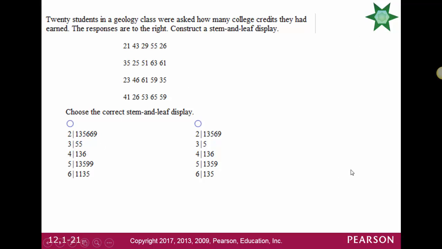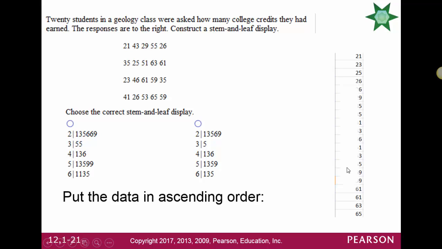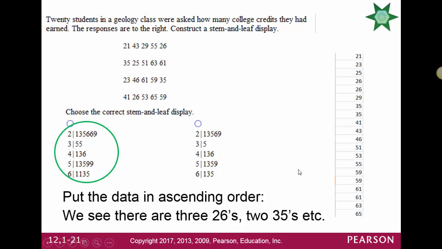So the correct stem and leaf, and I actually put it in ascending order here for you, makes it a little easier to see. So 21, 23, 25, 2 26s, a 29, 2 35s, 41, 43, 46. So this is the stem part, the 10s, and then the leaves here are the 1s. And again, we see 2 59s, 2 61. So the correct answer is going to be this stem and leaf on the left side.